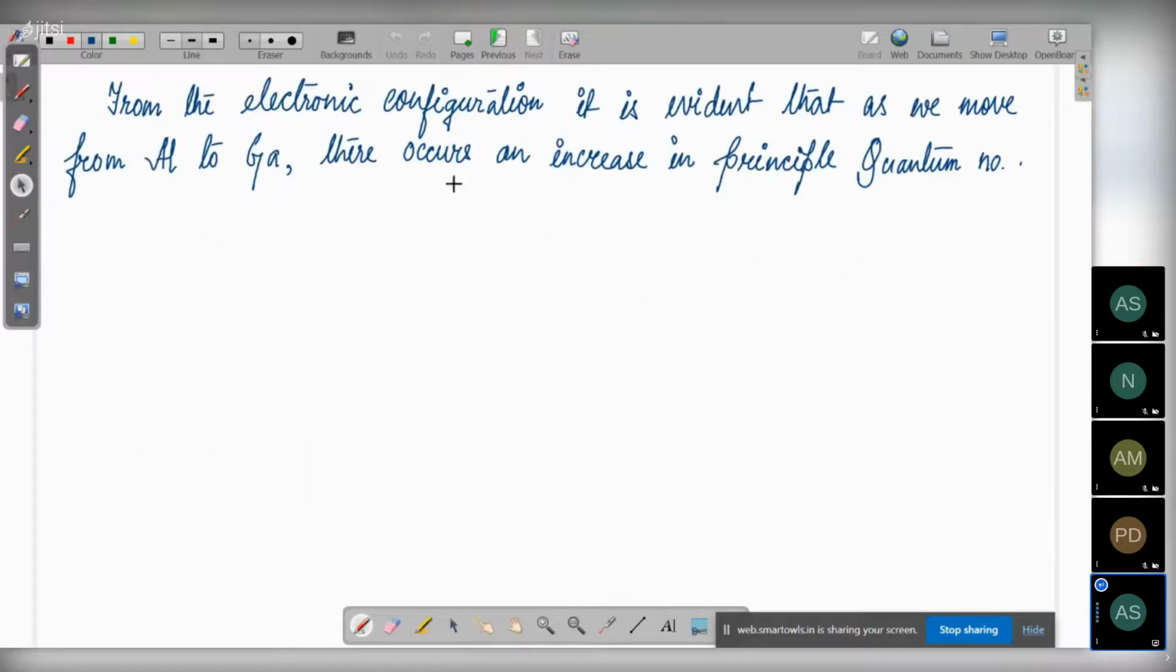That is, for gallium, there are 10 d electrons, which exert a poor screening effect.